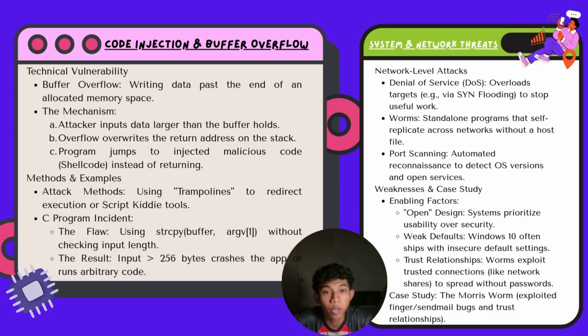Last but not least, we have system and network threats. Network level attacks. Worms: standalone programs that self-replicate across the network without a host file. Weaknesses: because of the enabling factors, Windows is designed to be open, which means Windows systems usually prioritize usability over security. That's all.